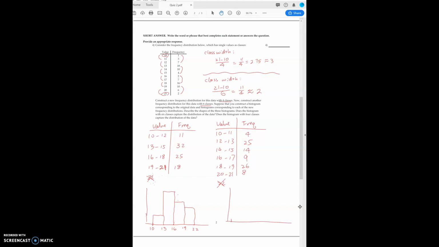I will have from 10, 12, 14, 16, 18, 20, 22. We have about 4, 25, 14, 9, 26, and 8.